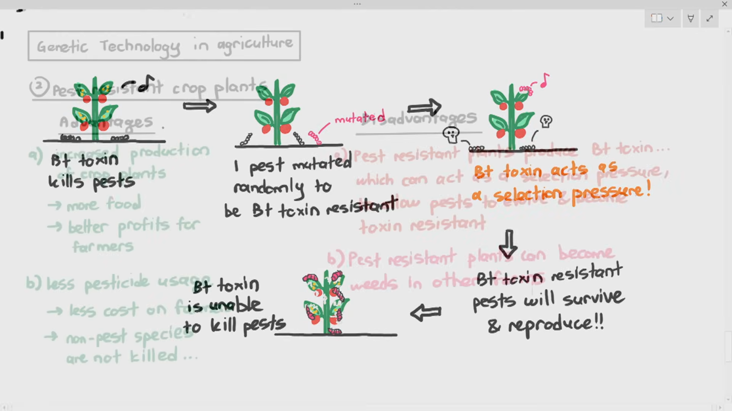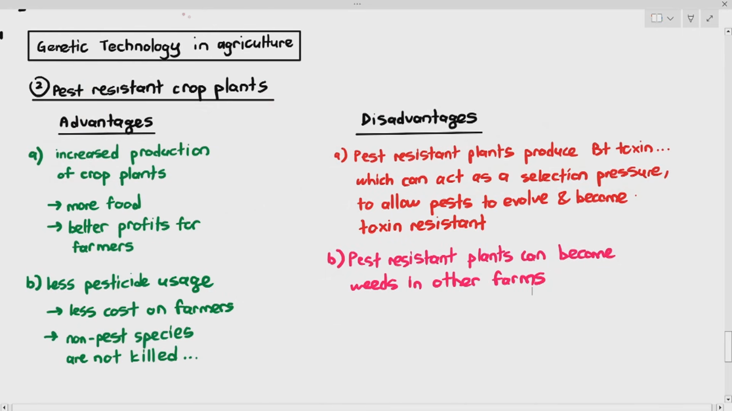Number two, what may also happen is, I told you as well that the pest resistant crop plants can become weeds in other farms. It's the same concept that I've mentioned earlier: if this particular plant grows in another farm, it becomes a weed, and that can be difficult to kill.